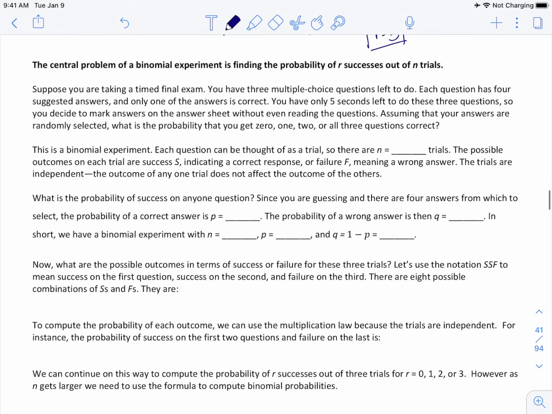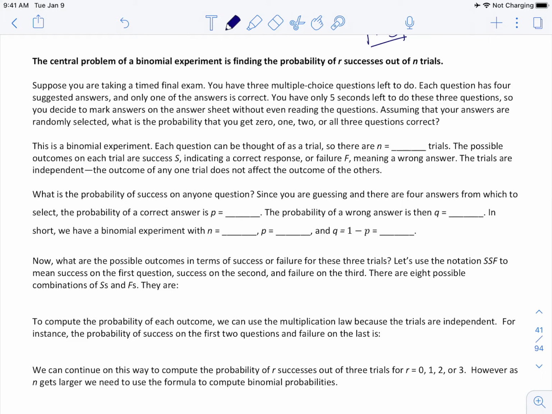So suppose you are taking a timed final exam. You have 3 multiple choice questions left to do. Each question has 4 suggested answers and only one of the answers is correct. You have only 5 seconds left to do these 3 questions, so you decide to mark answers on the answer sheet without even reading the questions. Assuming that your answers are randomly selected, what is the probability that you get 0, 1, 2, or all 3 questions correct? So this is a binomial experiment.